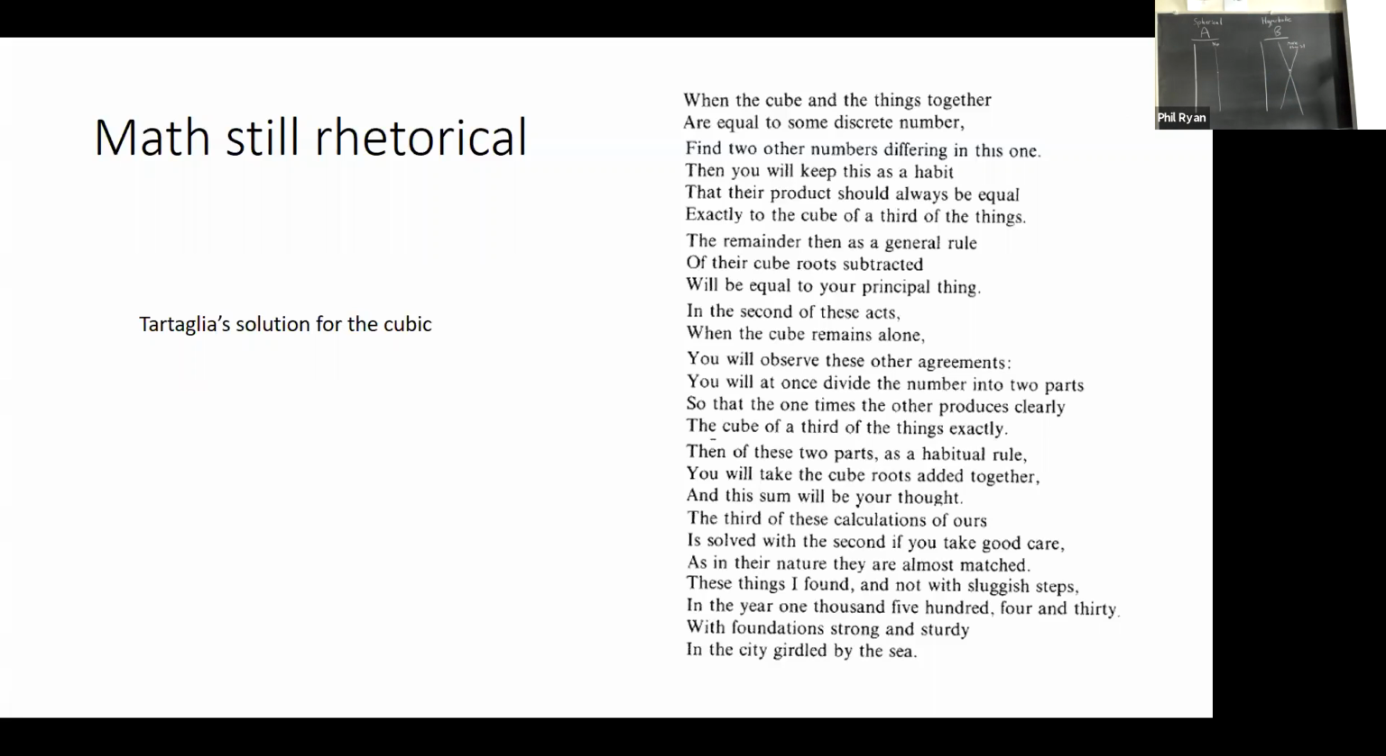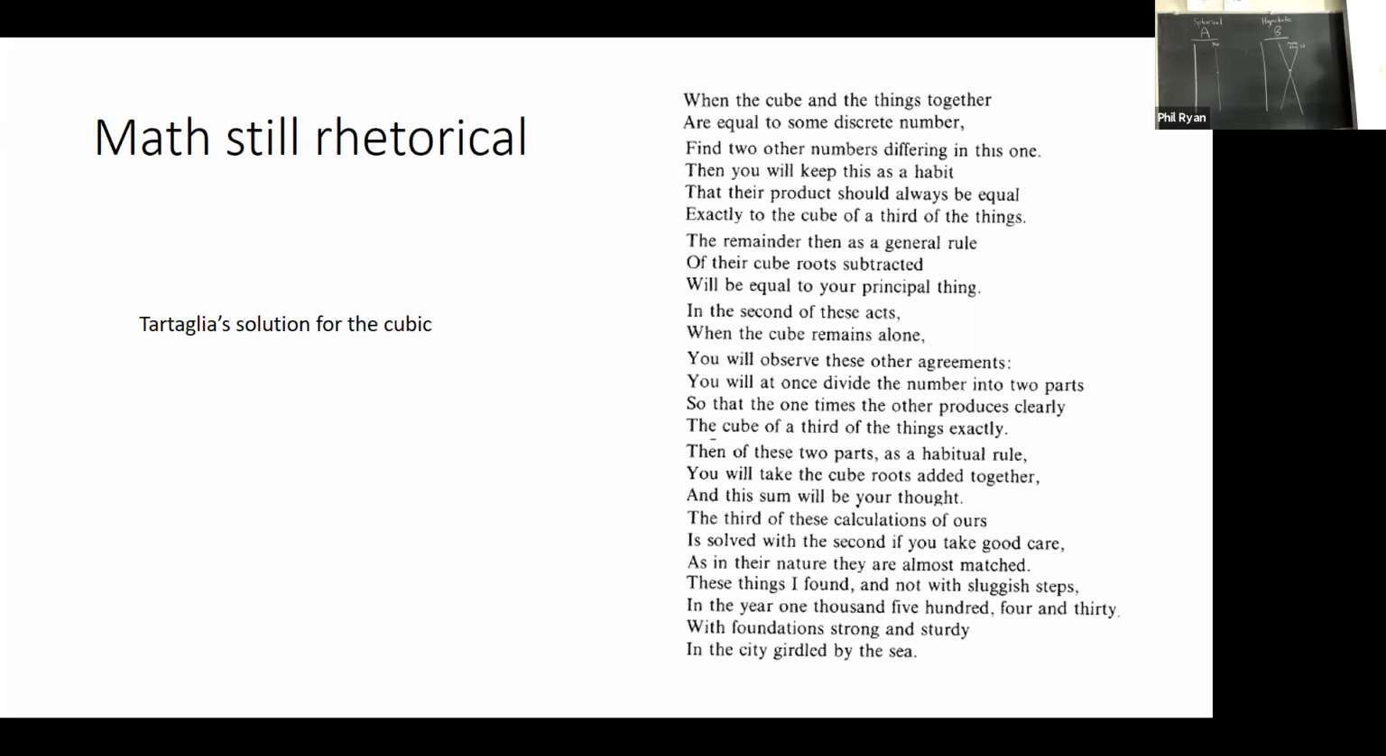here, when the cube and the things together are equal to some discrete number. So not exactly Shakespeare, but you can see like x cubed plus p things. A cube is x cubed. Things would be something like px equal to q. Okay, and then you give a little poem about how you go about solving that. So you follow those instructions. It's kind of like, it's not a formula, it's a recipe, right, about how you go finding a solution.